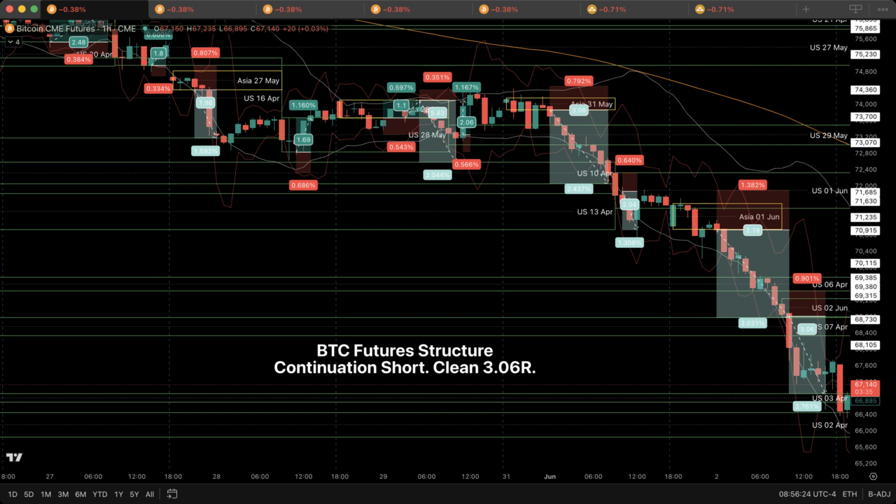June 2nd U.S. gives a clean continuation short. Price reaches. It breaks. It fails to reclaim. Distance opens. Then the trader acts.